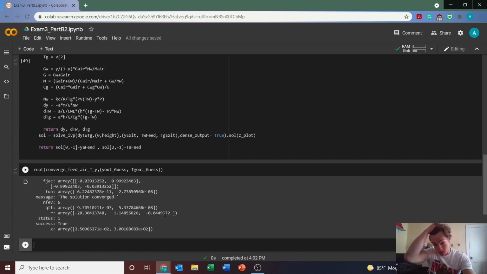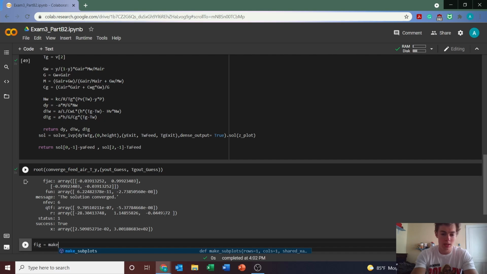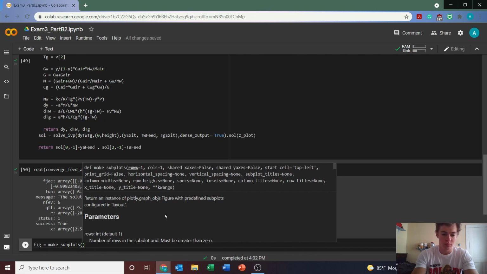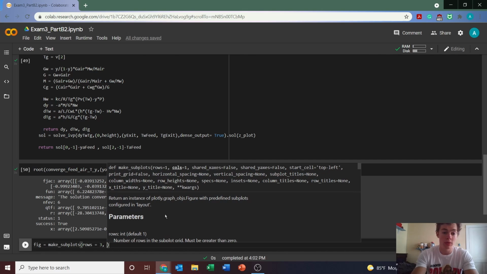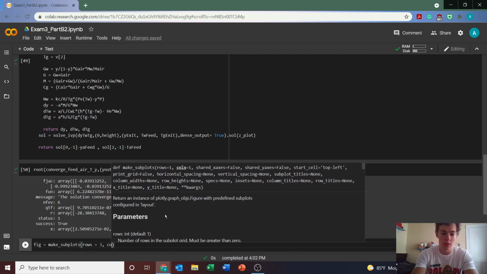And it does. So with this being said, this means we can now use the data that it gave us from our root solver in order to correct those initial values. And now with those correct initial values, those guesses that we created, we are able to actually plot the data. So now we're going to go to fig equals make_subplots, rows. We're going to have 3 rows, one for each of our 3 equations, and then we're going to have 1 column.